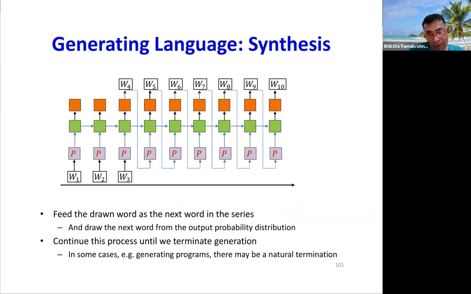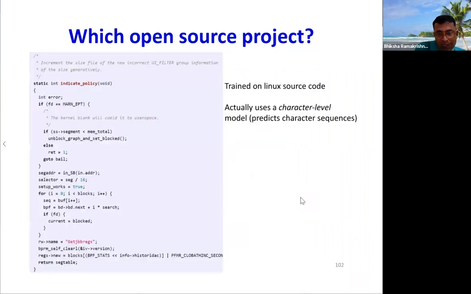Termination can be arbitrary, or you can have a natural termination. For example, an end of sentence marker, or if you're synthesizing programs, like in the example we saw last week, when the last brace is closed. And so when we saw this example of neural network synthesized code, that's exactly what was done. A character level model was trained on the entire Linux source code, and the first few characters were input into the trained model, and the rest of the program was synthesized.